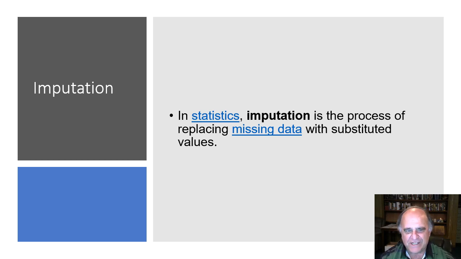What is imputation? In statistics, imputation is simply the process of replacing missing data with substituted values. So that's all it really means. You're replacing missing data with substituted values. It could be the mean, it could be some regression estimate. There's a lot of different ways to do imputation, but that's all it is, replacing missing data with some other value, and that would mean, of course, the data is no longer missing.